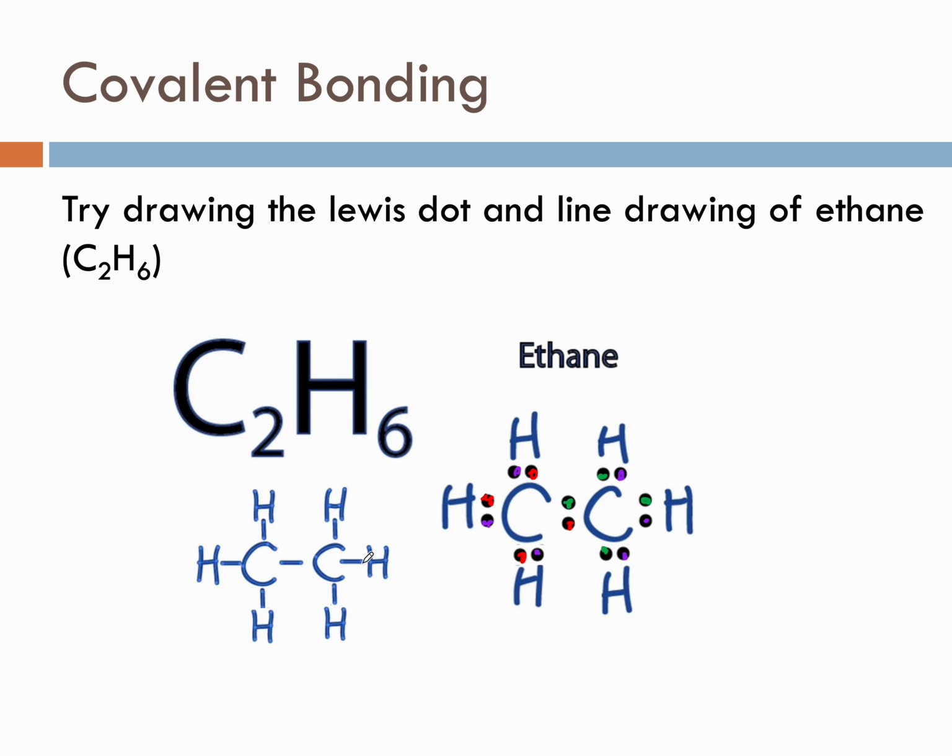So what you end up with is just a bunch of single bonds everywhere. And so we can draw it in the line diagram like this. Single bond between the carbons and 3 hydrogens on each carbon like that. So that's ethane, which is C2H6. Everything, single bonds everywhere.